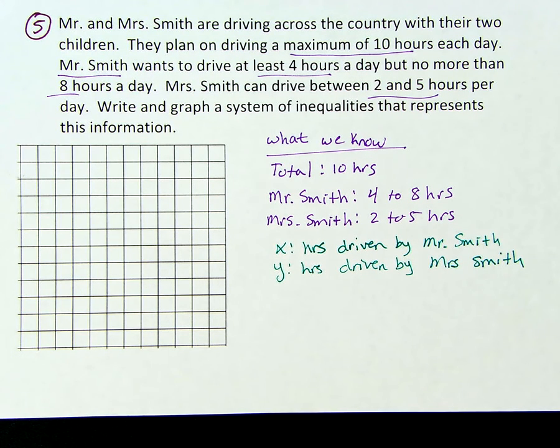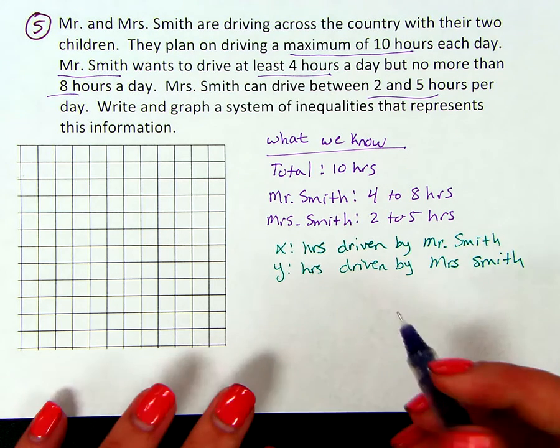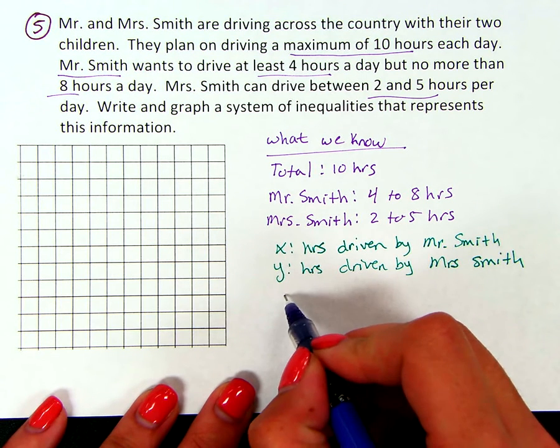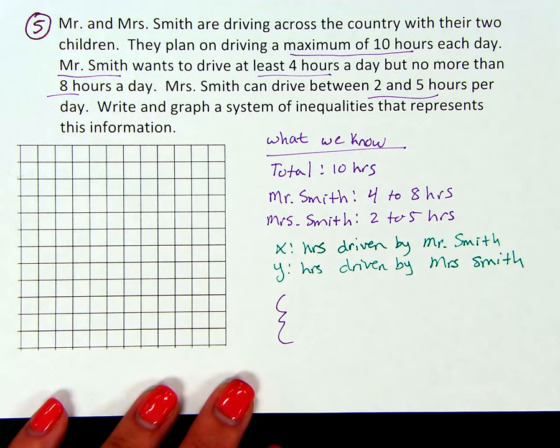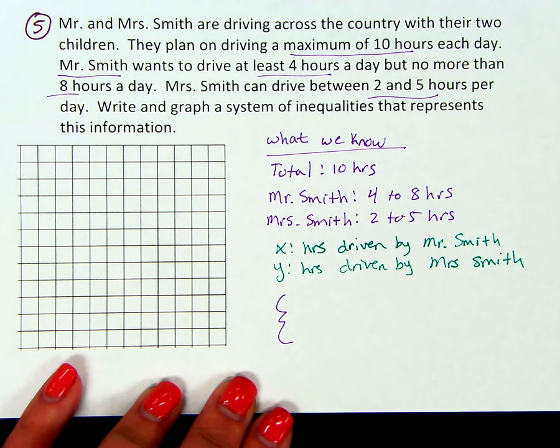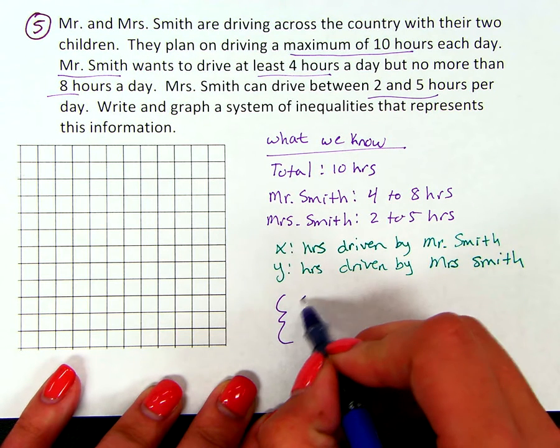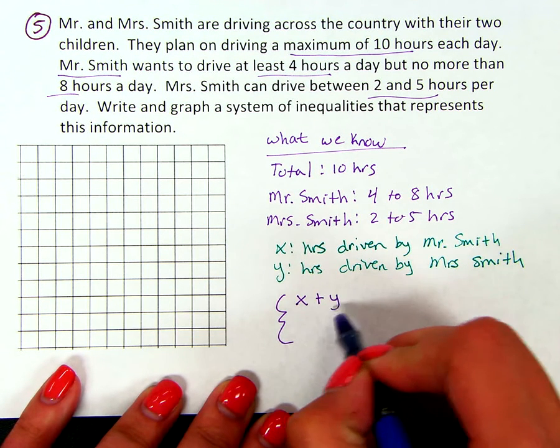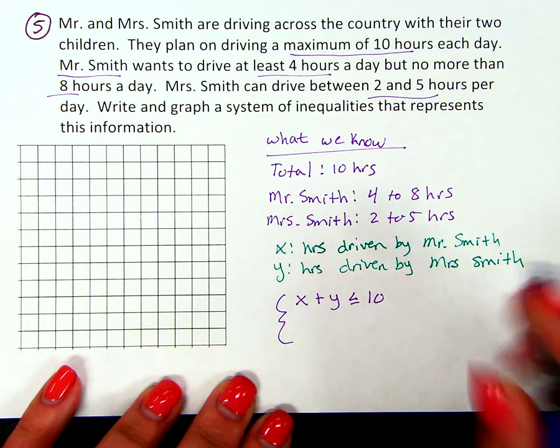All right, so now that we know what those mean, we can start writing our system. So again, we have a maximum of 10 hours to drive. So to figure that out, we would just take however many hours Mr. Smith drives plus however many hours Mrs. Smith drives, and that together has to be less than or equal to 10. So we're just going to do x plus y less than or equal to 10.